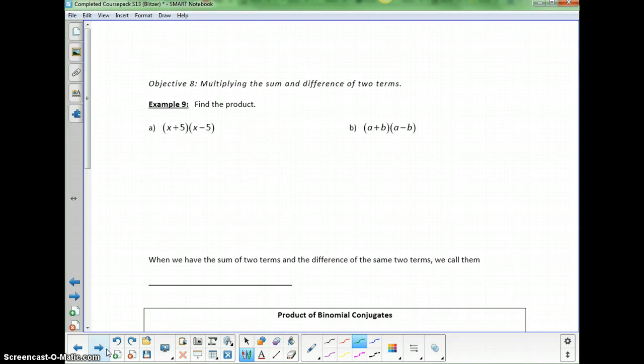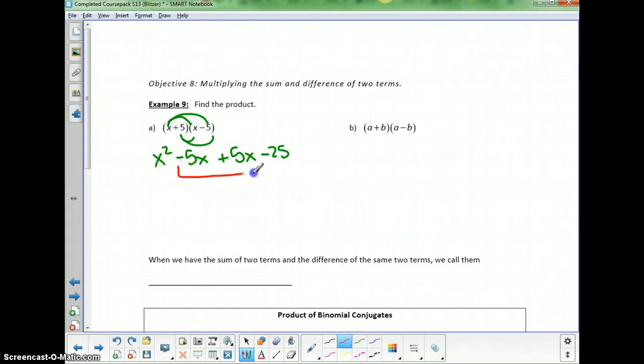Now when I have the sum and difference of two terms, x plus 5 times x minus 5, x times x is x squared. x times negative 5 is negative 5x. 5 times x is positive 5x. And negative 5 times positive 5 is negative 25. When I have the sum and difference of two terms, notice that the middle two terms are opposites, so when I add them up, they add to 0. And I end up with x squared minus 25. That happens because I have two opposites. One is x plus 5 and one's x minus 5. It's going to happen in this one also.